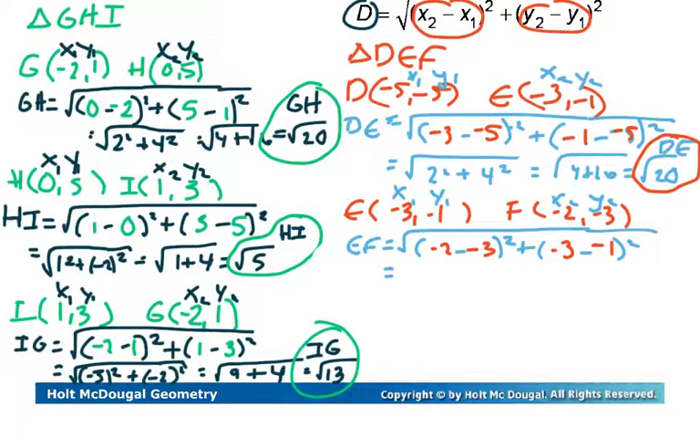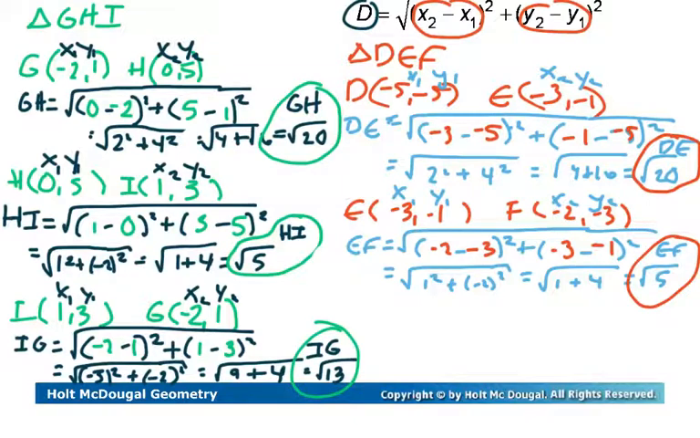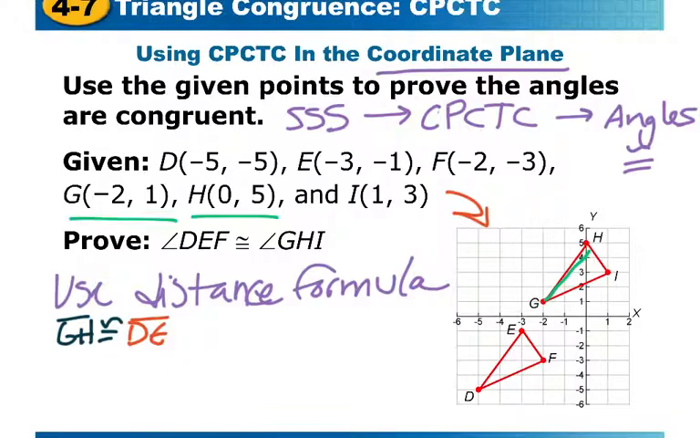Alright, then we simplify a little bit, and we're going to get negative 2 plus 3, so 1 squared, and then negative 3 plus 1, so negative 2 squared. 1 squared is 1, negative 2 squared is 4, and so we have the square root of 5 for EF. Which again gives us the idea that HI is going to be the same as EF, because they're both square root of 5. So now we know that HI is congruent to EF.